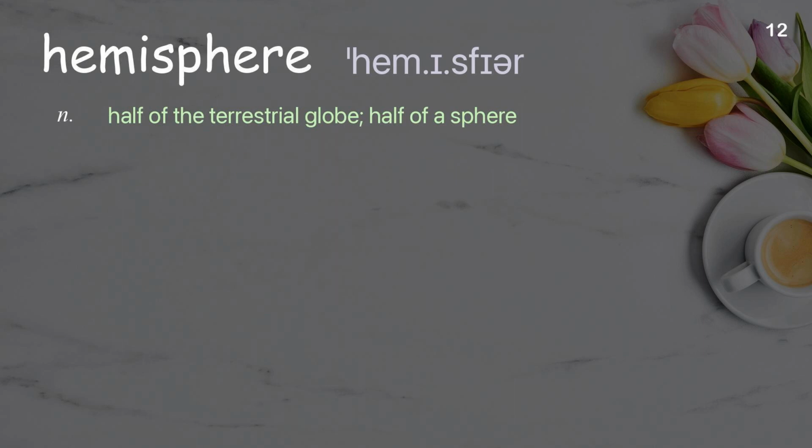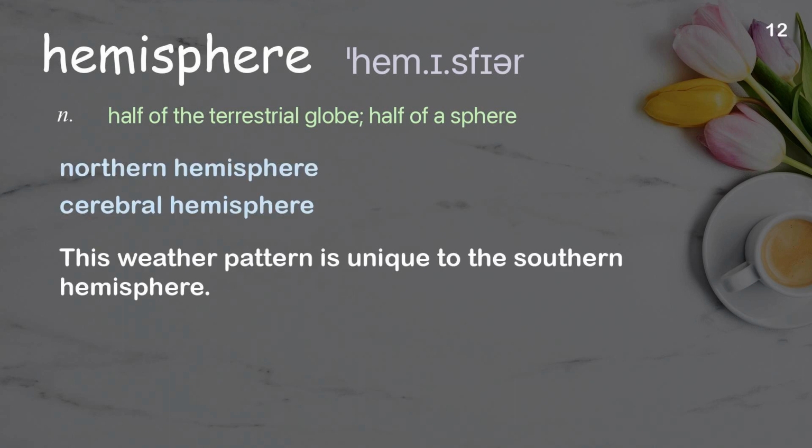Hemisphere. Half of the terrestrial globe, half of a sphere. Examples: Northern Hemisphere. Cerebral Hemisphere. This weather pattern is unique to the Southern Hemisphere.